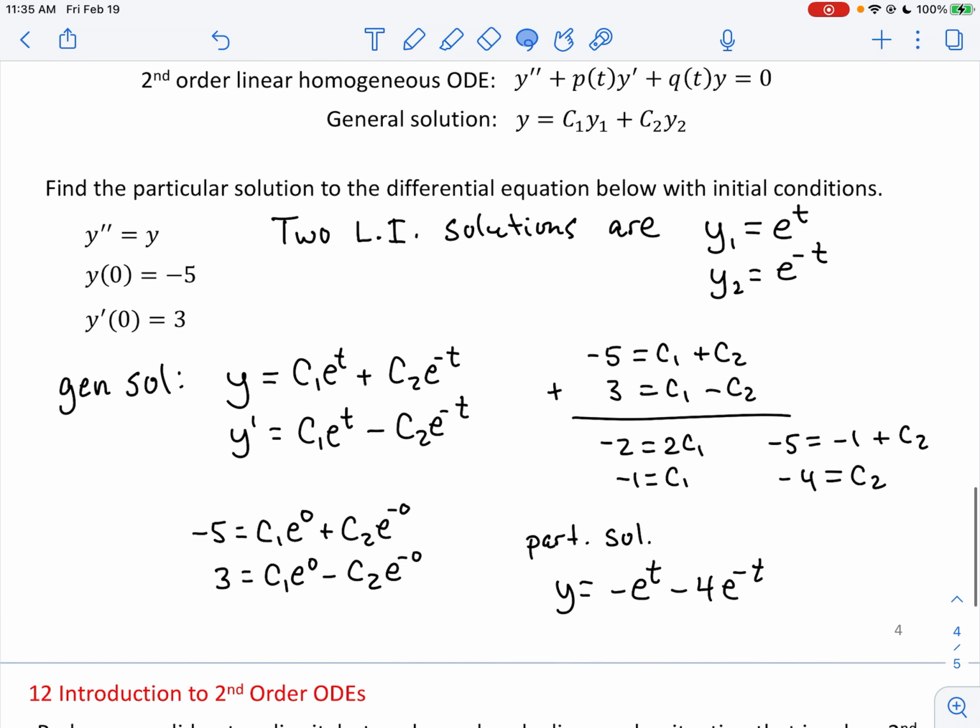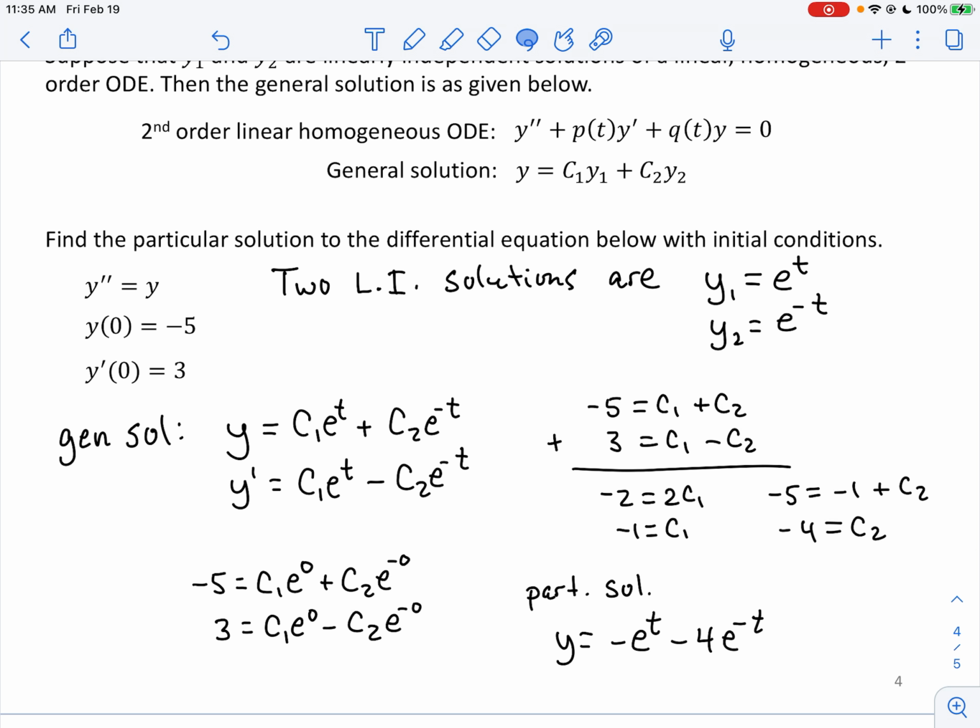Now I'm going to leave it to you to verify using technology. You can type this information into, say, Wolfram. You say solve y double prime equals y, comma, y of 0 equals negative 5, comma, y prime of 0 equals 3, and it'll give you this result as the particular solution.